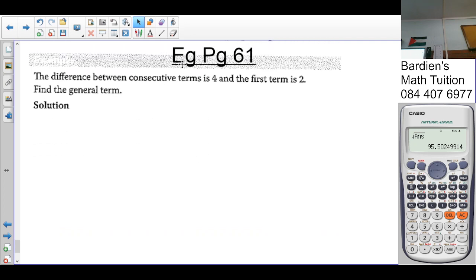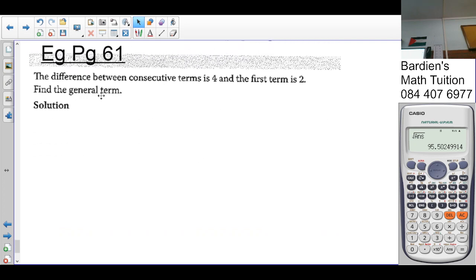Here we go. This is the example on page 61. The difference between consecutive terms is 4 and the first term is 2. Find the general term. That is simple, no? It says it has a difference between consecutive terms. What does consecutive terms mean? One after the other. So the difference is 4. What does that 4 represent?